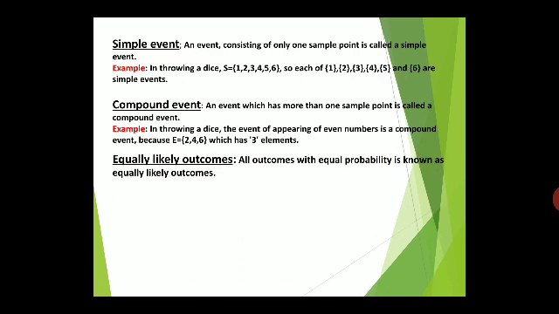Then we will come to know about equally likely outcomes. All outcomes with equal probability are known as equally likely outcomes. The definition will be clear if we see one example. When a coin is tossed, both the two faces, head or tail, they are equally likely outcomes.